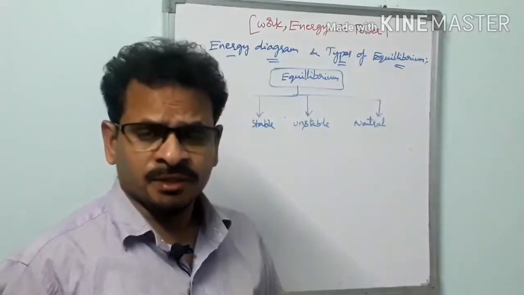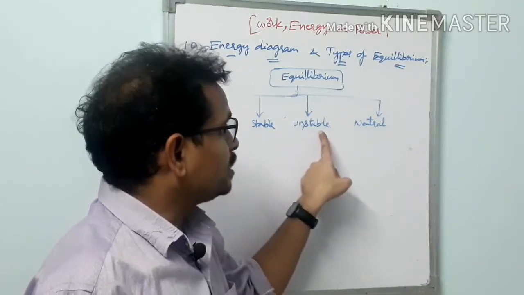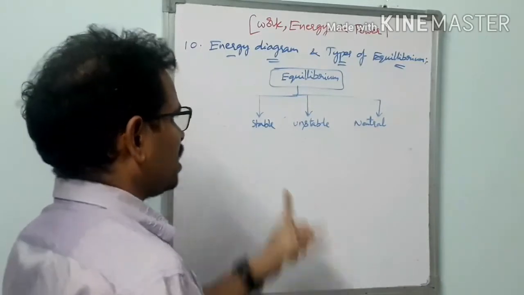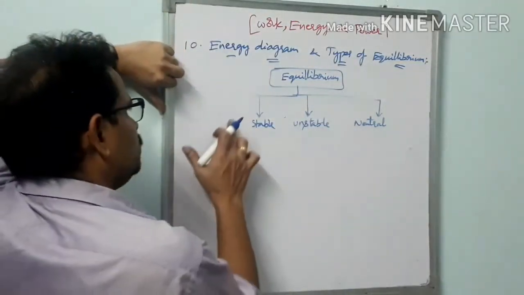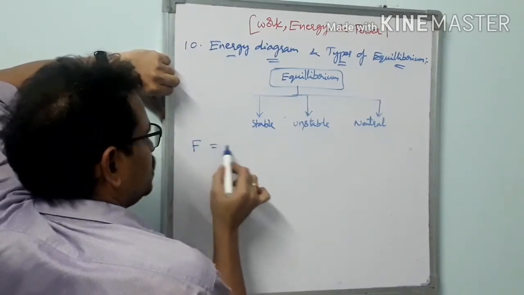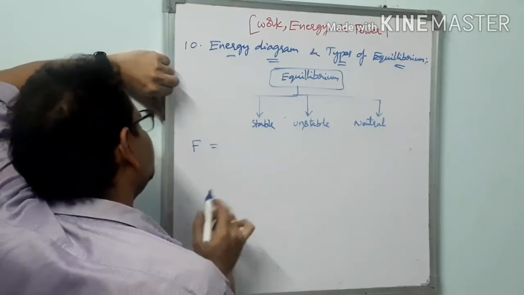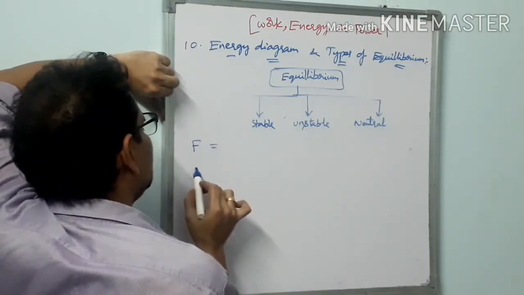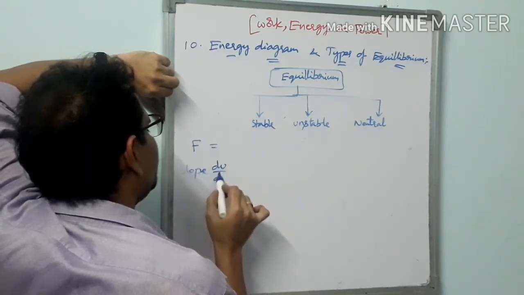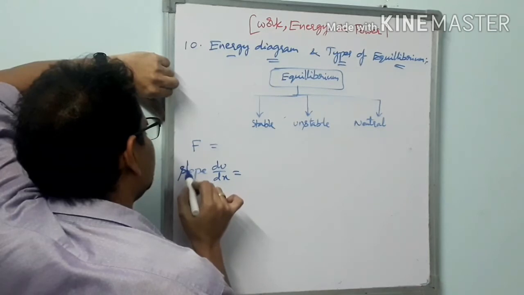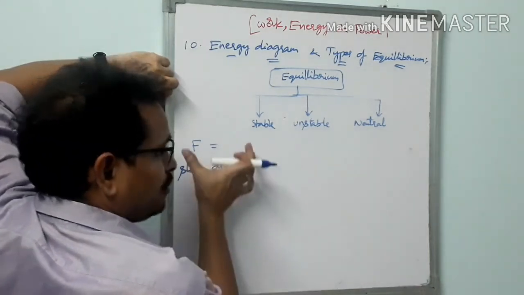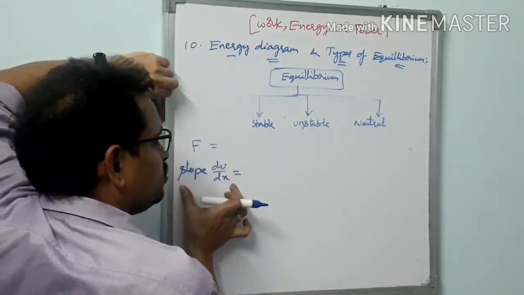Types of equilibrium. There are three types of equilibrium. One is stable equilibrium, second one is unstable equilibrium, third one is neutral equilibrium. So how can we classify these three using the first one? What about force at x equal to 0? In equilibrium position, what will be the force value? What will be the slope, dU by dx? What about slope dU by dx for stable equilibrium? So we have to consider these things here.